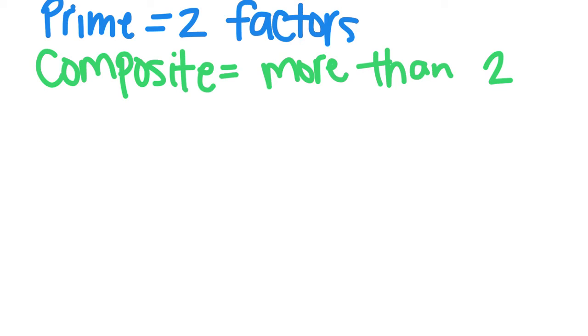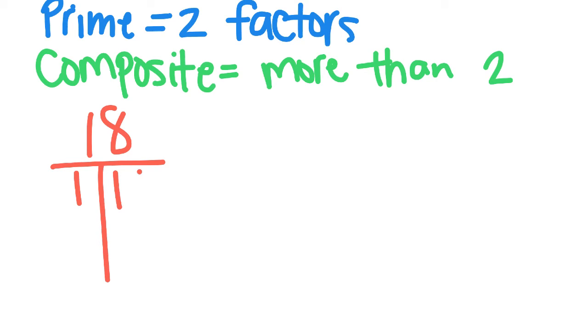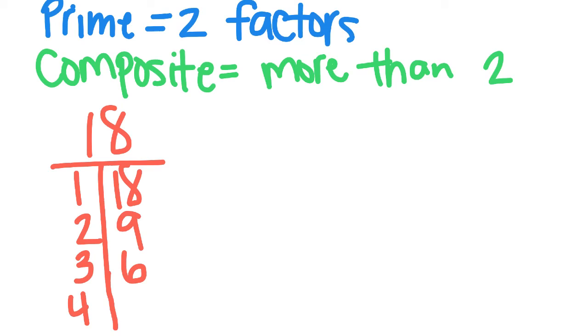Let's try 18. Start with 1. 1 times 18 is 18. 2 times 9. I can do 3 times 6. I'm going to extend this line a little bit. What about 4? Can I fit 4? 4, 8, 12, 16, 20. Nope, no 4. What about 5? 5, 10, 15, 20. Nope, no 5. And now I can see that I'm back at 6. So that means I'm done. And then I can make my list of factors. 1, 2, 3, 6, 9, 18.